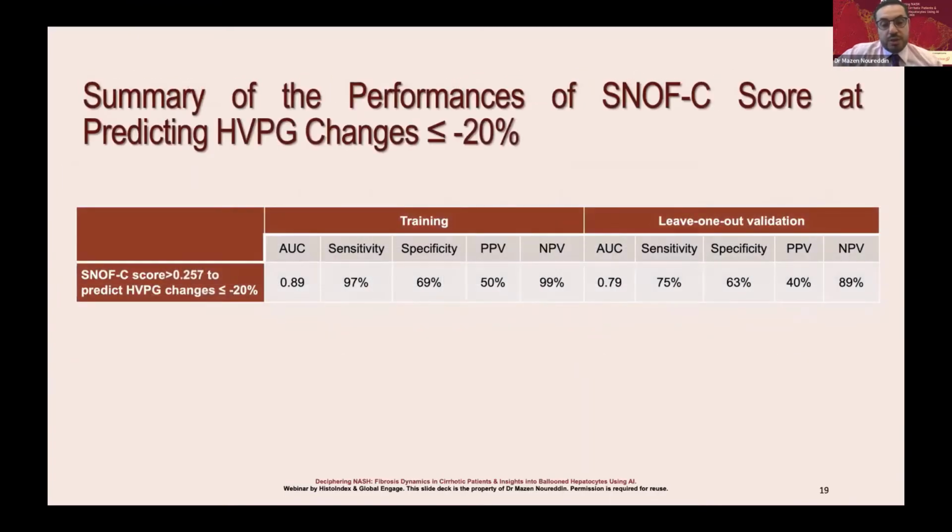Not only that, we looked at changes of HVPG by 20%. So in this study, we looked at before and after, and whether a patient had more than 20% change or not. And the histological score could predict that, and sure it did, with an area under the curve of 0.89 and a validation cohort of 0.79, showing you the sensitivity of such a machine learning algorithm to predict changes via histology that correlate with HVPG changes, which are very important, especially since they correlate with outcomes.